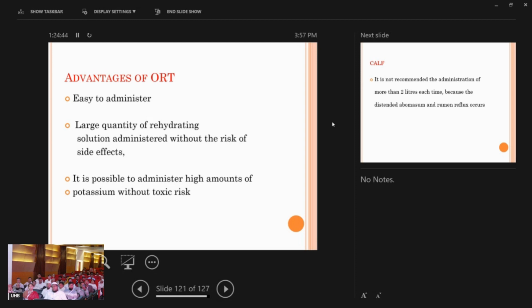Already I said oral breathing. In an oral breathing animal, you should not put the stomach tube. Can you do that? Okay. So you have to avoid everything in case of oral breathing animals, parenteral or oral administration.